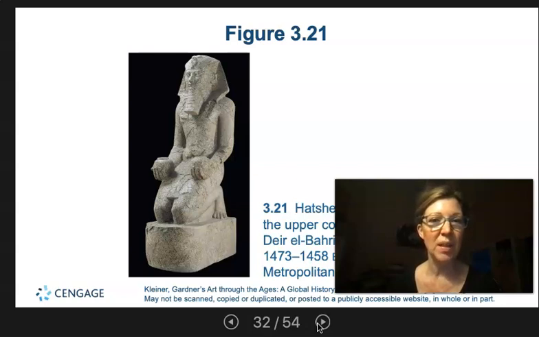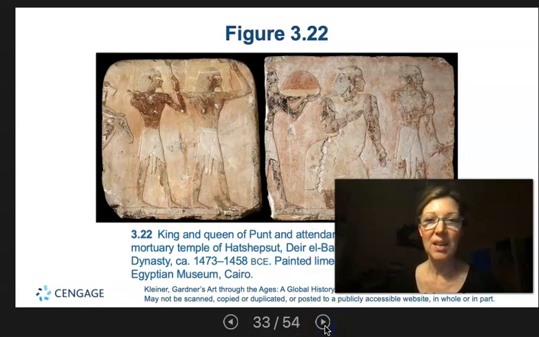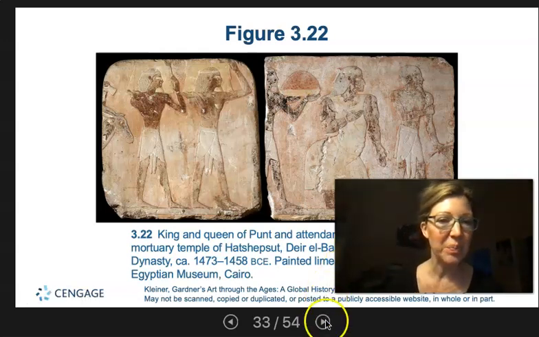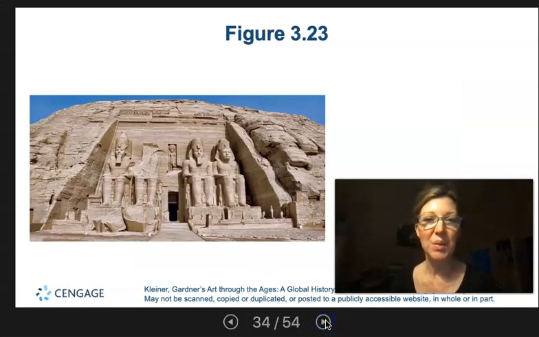Okay, remember one thing about her, she had a chancellor who was also an architect engineer, and his name was Senenmut. That might come up. Okay, here we've got a painted relief where Hatshepsut has a successful expedition to Punt. I can't say this anymore. Forgive me.